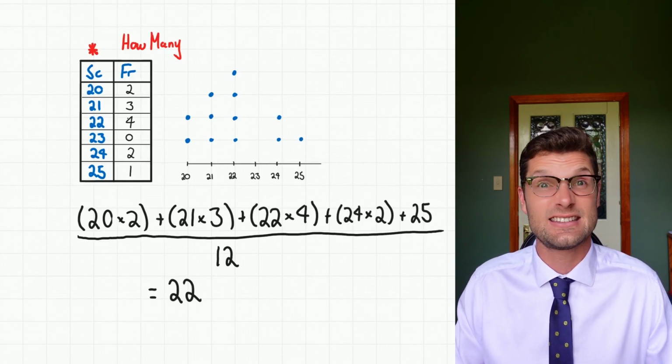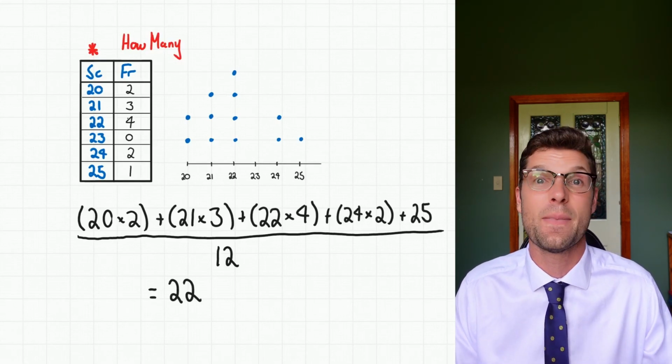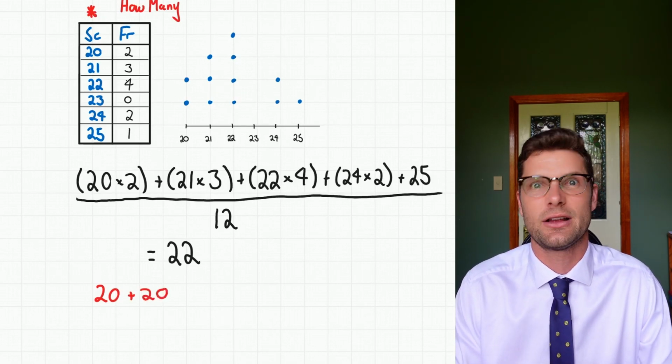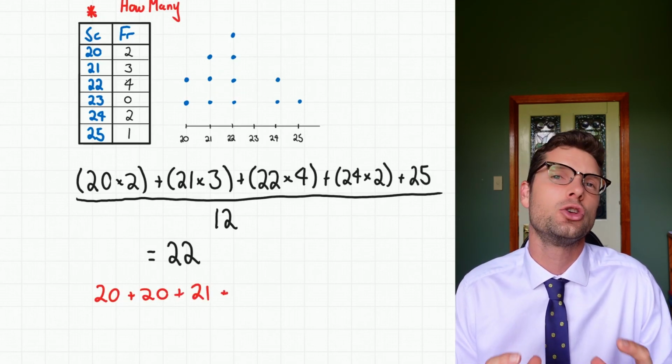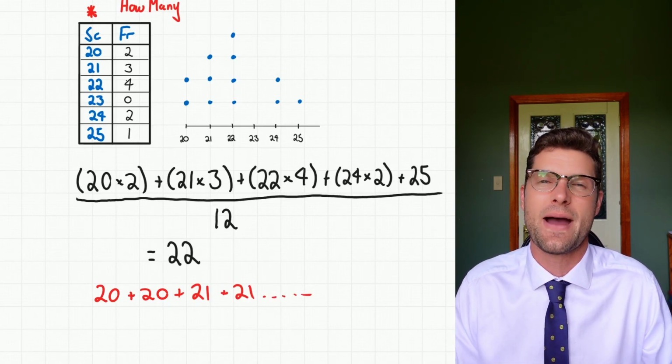So I do understand that that is the hardest part of these questions. Finding the mean when there's lots of data is annoying, but instead of going 20 plus 20 plus 21 plus 21, you can use multiplication to make sure there's less potential for you to make an error.